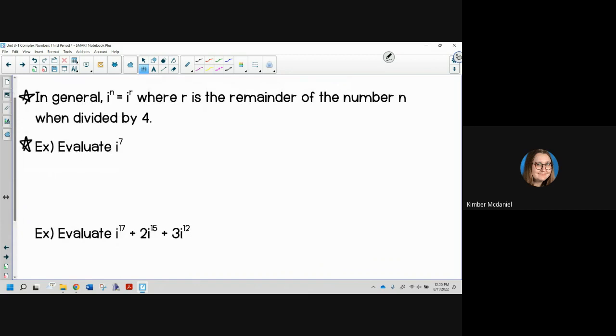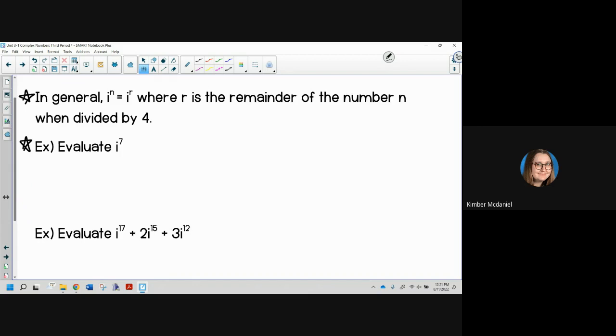But in general, i to the nth power, with n being any number you can think of, is equal to i to the r power, where r is the remainder of the number n when divided by 4. Okay? So in general, i to the nth power is equal to i to the r power, where r is the remainder of the number n when divided by 4.